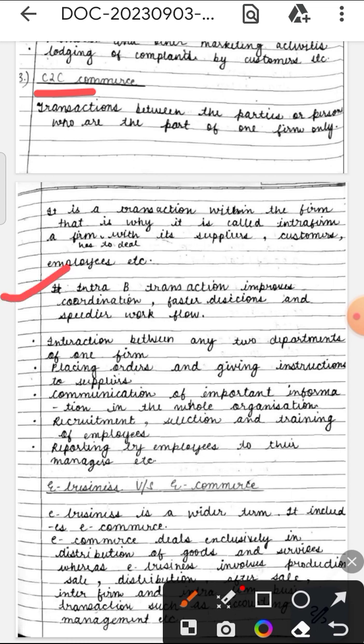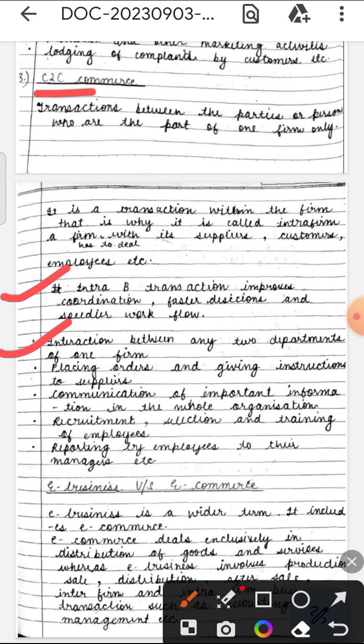And then we have to understand the fourth direction, that is intra-B transaction. Intra-B transaction improves coordination, faster decisions, speedier workflow. Here, the transaction or interaction is between any two departments of one firm only. The meaning of intra-B commerce is that the transaction is taking place in one firm only or a part of one firm only. A firm is related with many persons like suppliers, customers, or the firm's production department, purchase department, finance department. They are all connected.